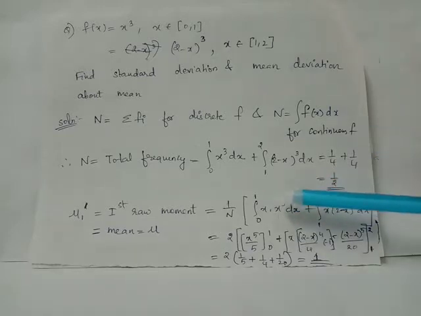Here we have x into x cubed written as x raised to 4, and the integral of x raised to 4 is x raised to 5 upon 5. We just apply the upper and lower limits and obtain the final answer.